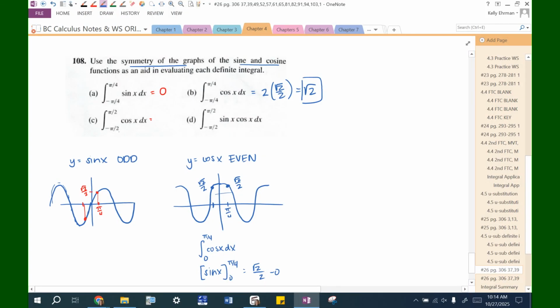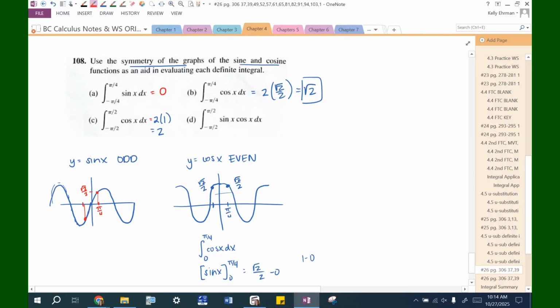If I'm going from negative pi over 2 to pi over 2, same thing, right? It would be sine of pi over 2 minus 0. So that would be 1 minus 0. So this would be 2 times 1, which is 2. Now, remember, you can't just multiply things together.